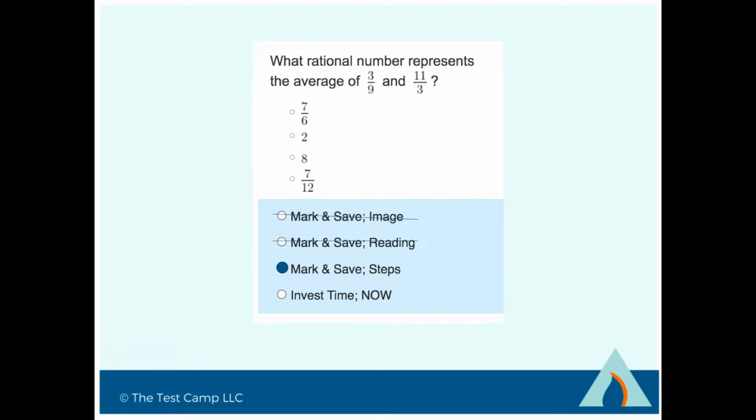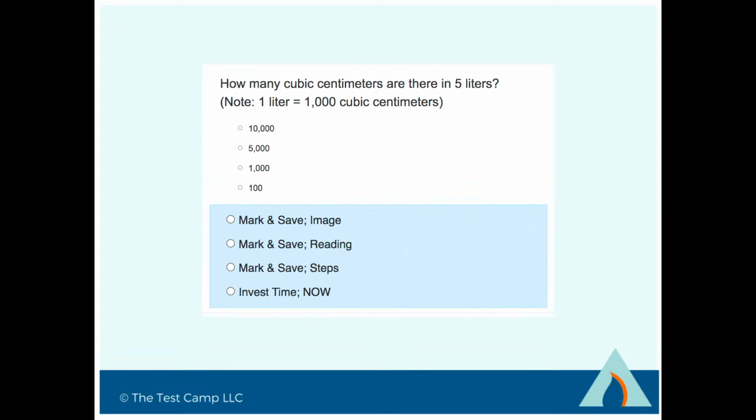Decide on one or more sample questions. No image, not too much reading, and not too many steps, so that if you're confident that you know this test subject, now's the time.